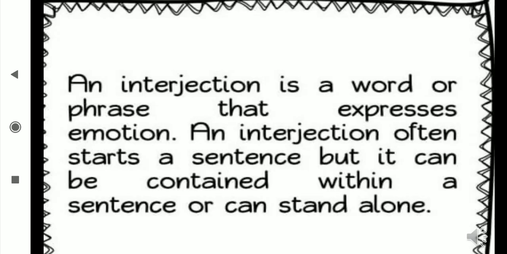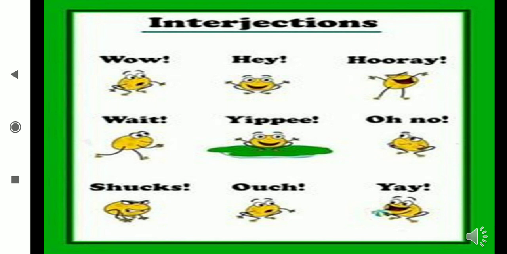Now we will see our last part of speech, that is the interjection. An interjection is a word or phrase that expresses emotion. It often starts a sentence, but it can be contained within a sentence or can stand alone. It is a mood-showing word. It describes the happy, sad, angry, or surprised mood of the subject in a sentence. Examples: Wow! Hey! Hooray! Wait! Yippee! Oh no! Shucks! Ouch! Yeah! These show different feelings, and these feeling words are called interjections.